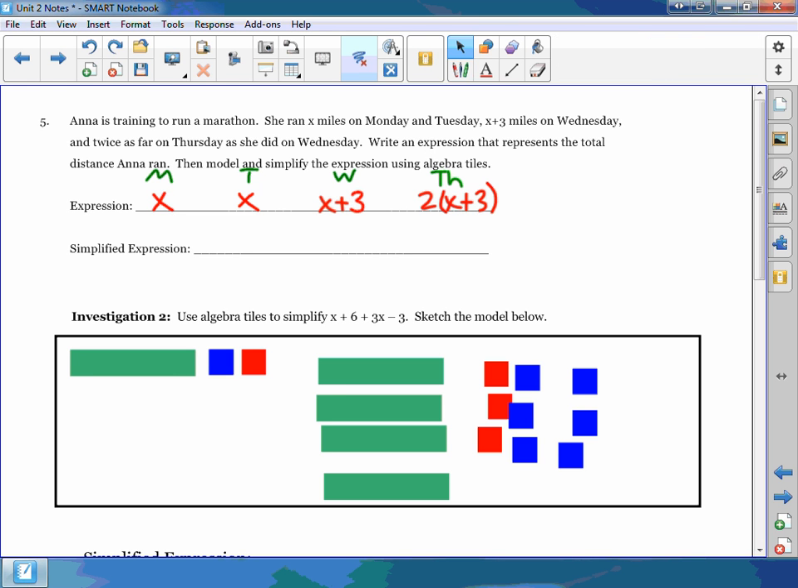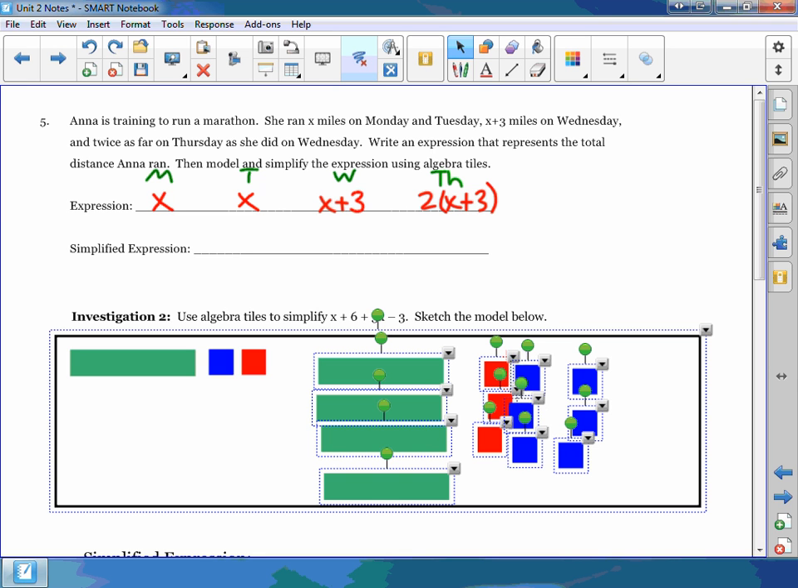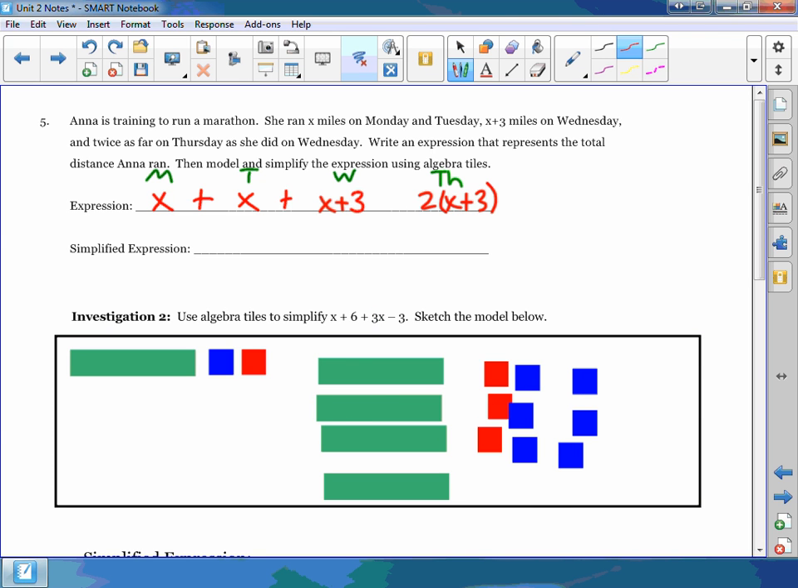Okay? So if I'm modeling this down below, let me just clear all this out of here. Give me a second. I want to try to put together all this with our chips, our tiles. So on Monday, I only have 1 green tile. Tuesday, I have 1 green tile. Wednesday, I have a green tile and 3 singles. And on Thursday, if you think of the distributive property, you're going to end up with 2 green tiles and 6 singles on there. Okay?